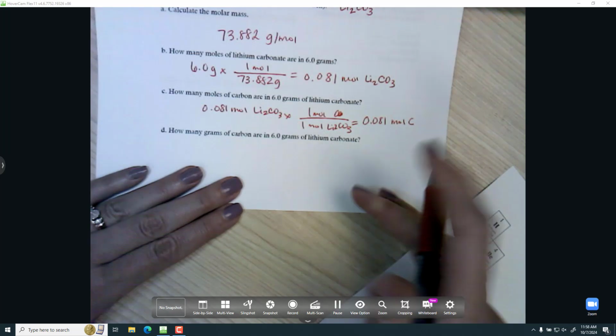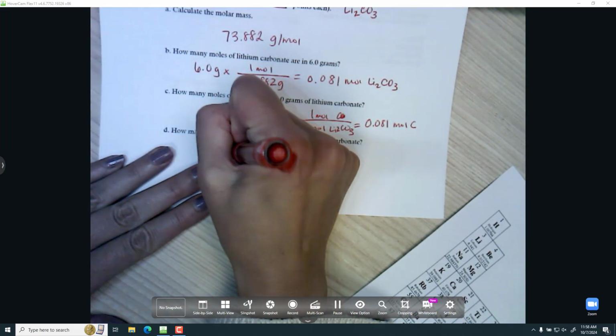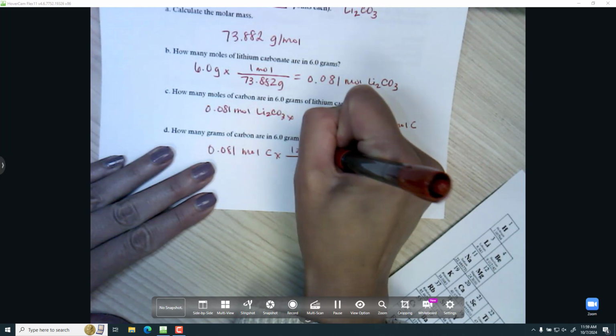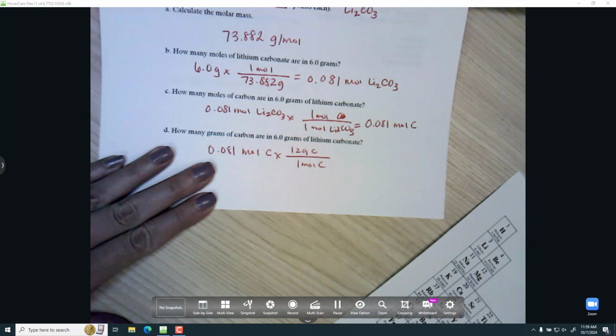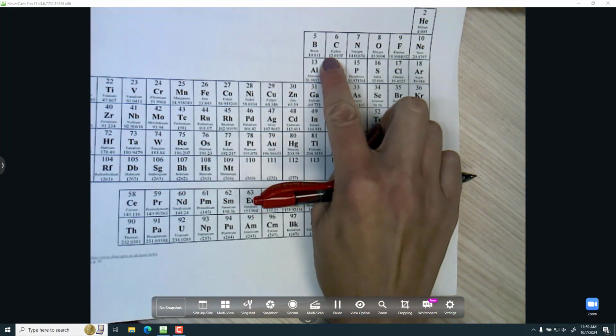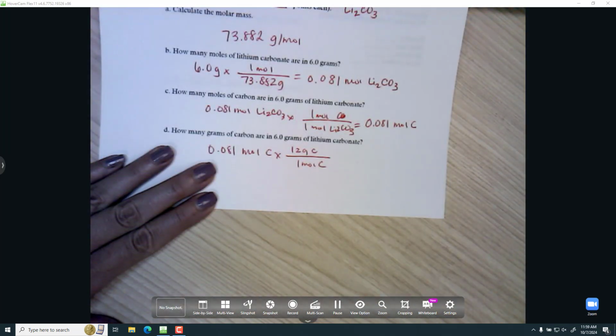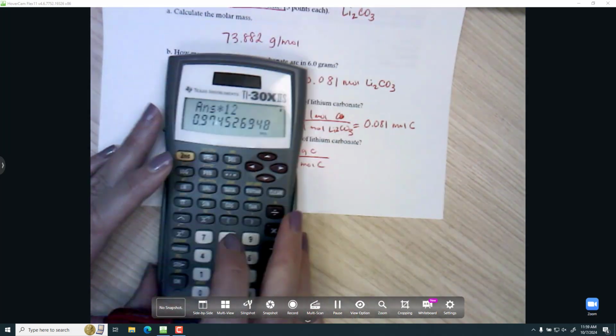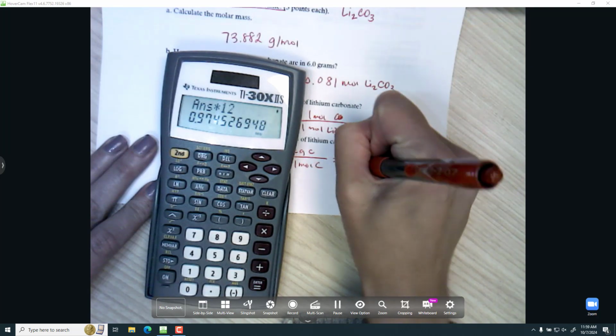And now I can convert that to grams using the molar mass of just carbon, which is 12. I'm multiplying so that the moles will cancel this time. There you go, 12. Just came from there. So I'm just going to multiply 0.081 times 12. Again, 2 sig figs for the answer.